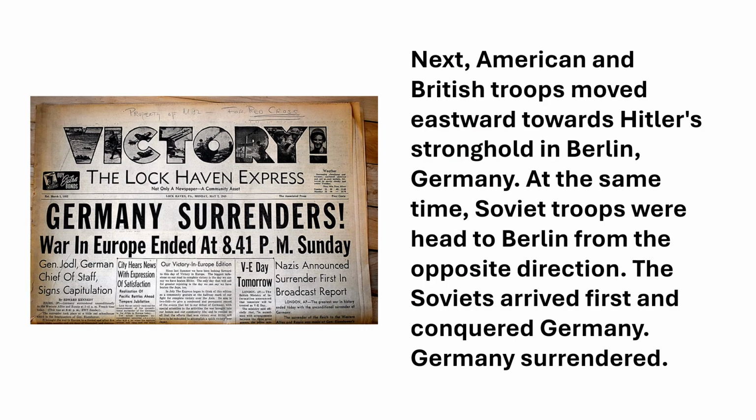Next in our story, American and British troops moved eastward towards Hitler's stronghold in Berlin, Germany. At the same time, Soviet troops were headed to Berlin from the opposite direction. The Soviets arrived first and conquered Germany. Germany surrendered.